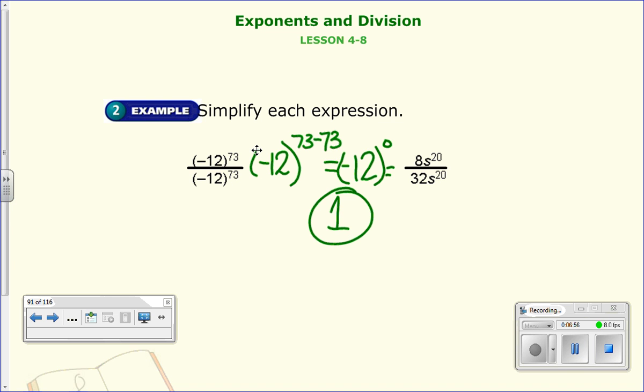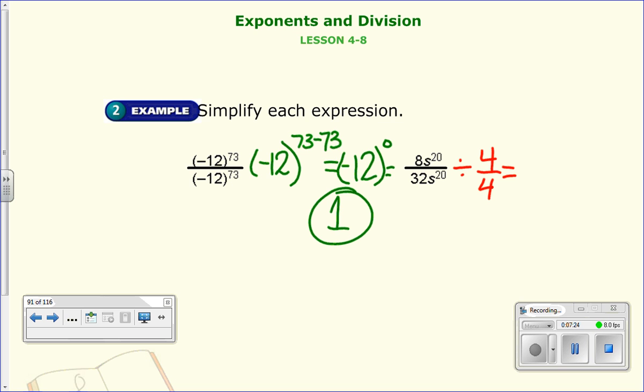Now, the second one here is a little more complicated because we have 8 times s to the 20th power divided by 32 times s to the 20th power. So here we actually have 2 steps. We need to simplify just the numbers, or those coefficients in front of the variables, and we also have to do the variables here. So I'm going to focus on the 8 and 32 right now. I need to find a factor of both 8 and 32. And right away, I think of 4. I know 4 goes into both 8 and 32, so I'm going to divide it out.